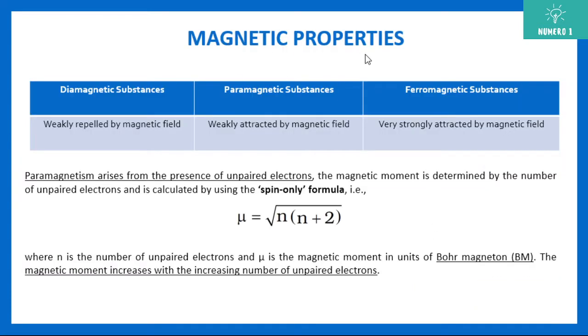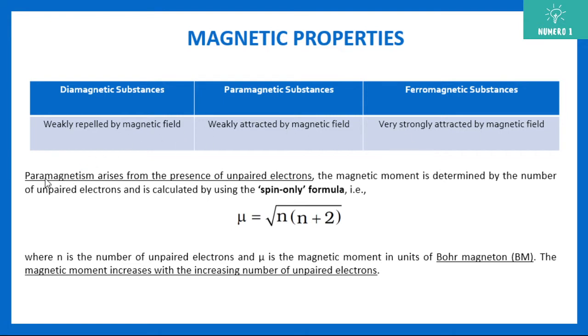So you can see magnetic property. According to the magnetic property, any substance is divided into three main categories: diamagnetic substances, paramagnetic substances, and ferromagnetic substances. What are the properties? Diamagnetic substances are weakly repelled by a magnetic field. Paramagnetic substances are weakly attracted by a magnetic field, and ferromagnetic substances are very strongly attracted by a magnetic field. Again, the same thing which has been repeated. We studied the same in physics, as well as in solid state.